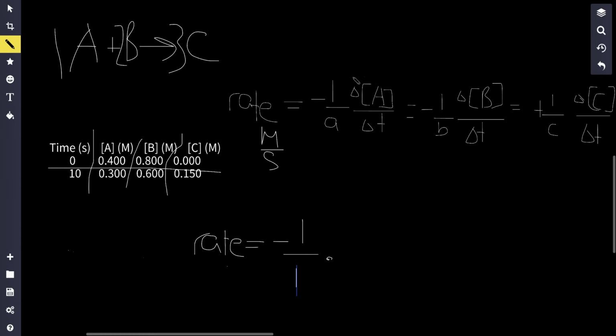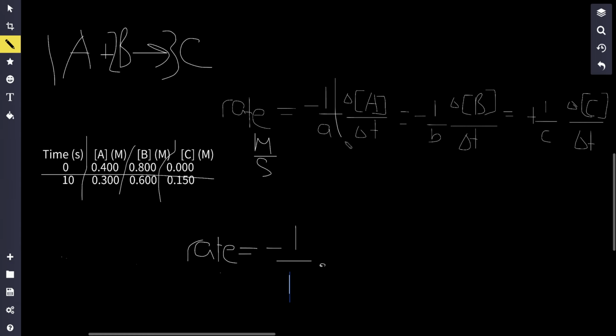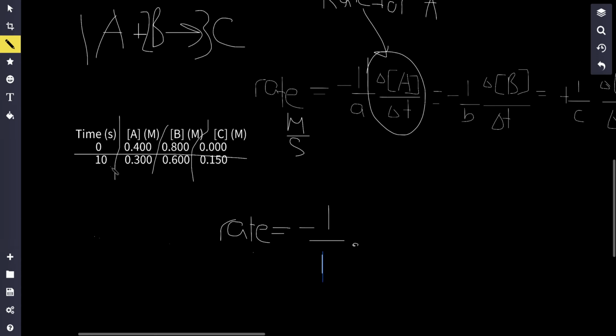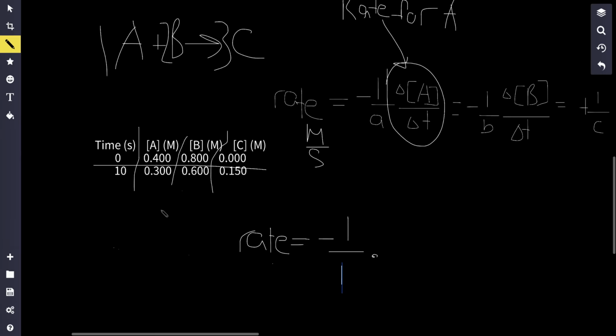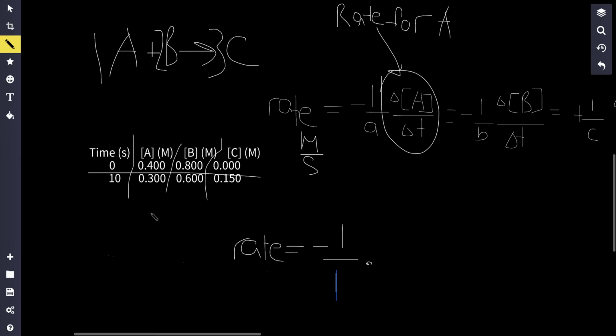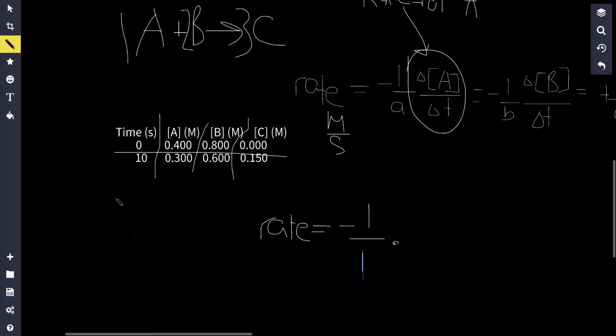In the previous problem, it was very easy to find this value because this is essentially the rate for A, and that was given to us in the problem. But in this case, if we're given a table, we actually have to calculate it. Our change in the concentration of A is calculated like the slope of a line. Our change in A is going to be 0.300 minus 0.400. How much has our A changed? And the change in time in this case is 10 seconds.